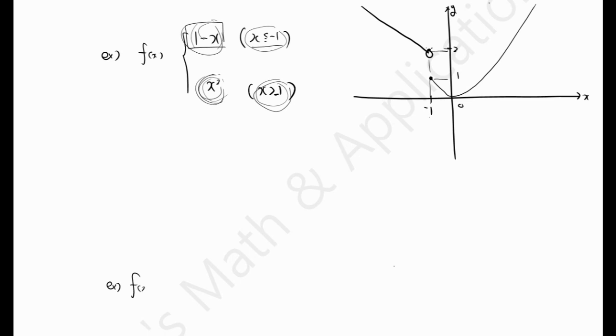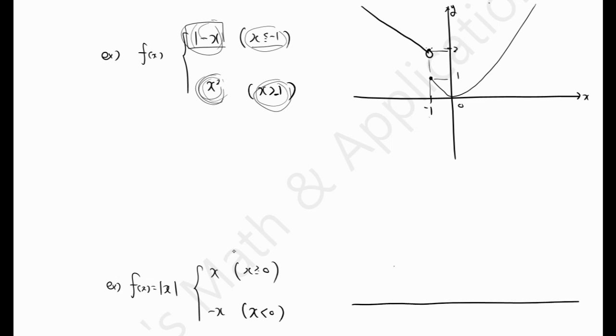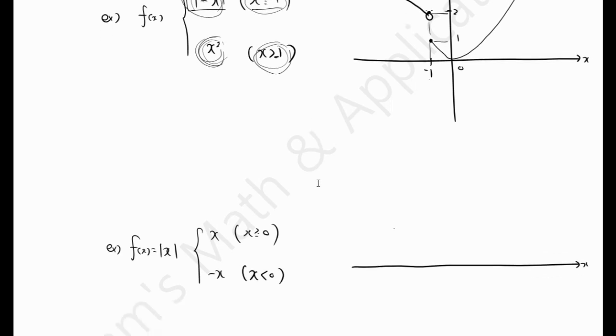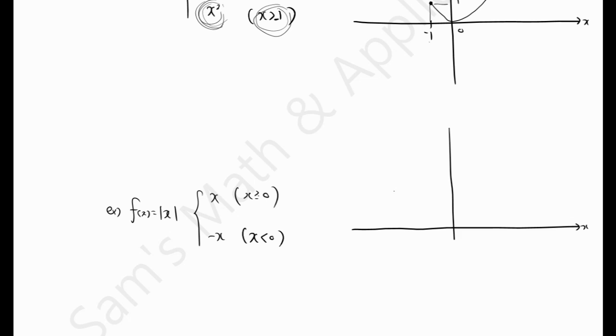Example: f(x) is the absolute value of x. This is x or minus x. When x is greater than 0, this is x. When x is less than 0, this is minus x. This is the x and y axes. When x is greater than 0, this is x. When x is less than 0, this is minus x. Different domain and different formula. This is a piecewise defined function.